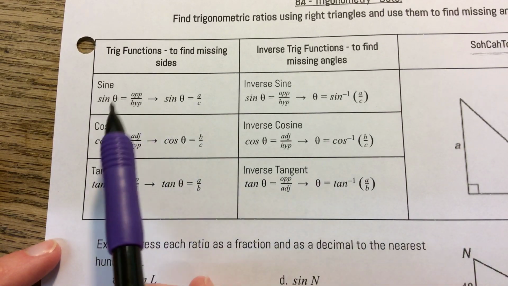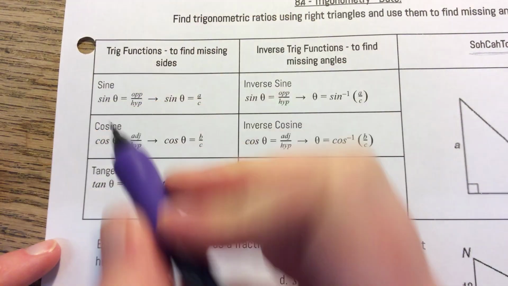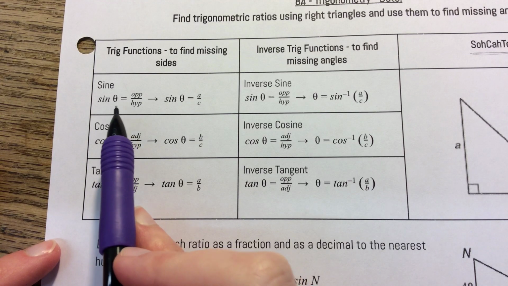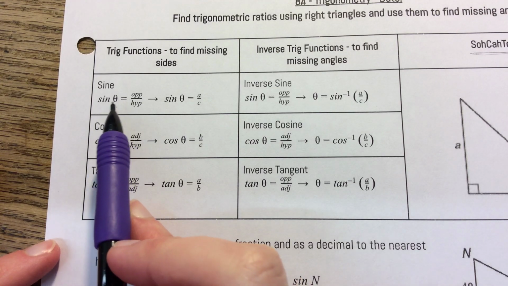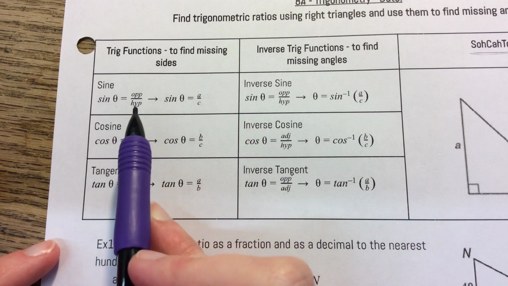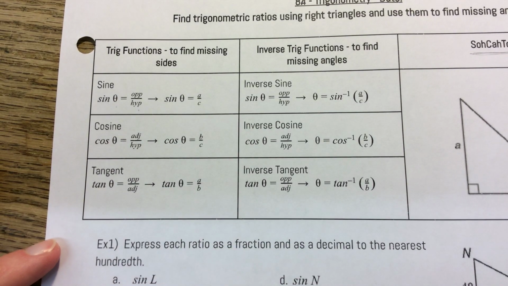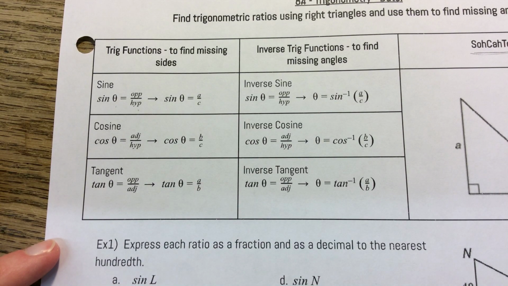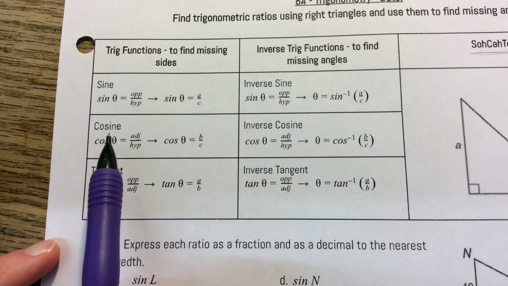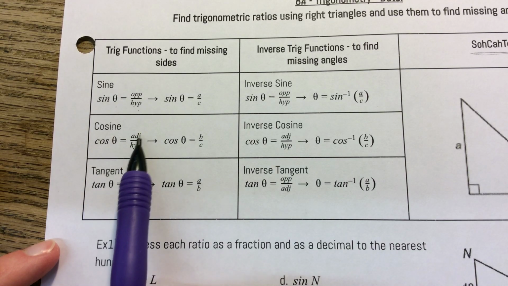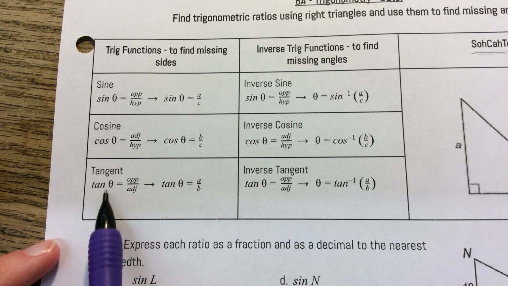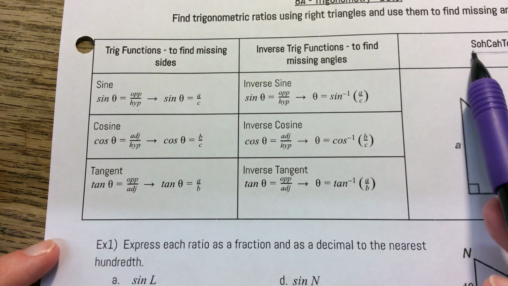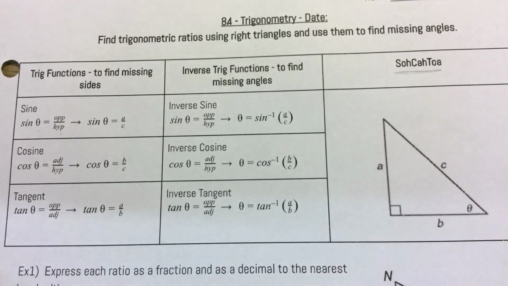This is the Greek letter theta, and it's just a common variable that's used. So sine of theta is equal to opposite over hypotenuse. So the side that is opposite and the side that is hypotenuse of that given angle. Cosine is the adjacent over the hypotenuse, and the tangent is the opposite over the adjacent. That's what this SOHCAHTOA stands for.